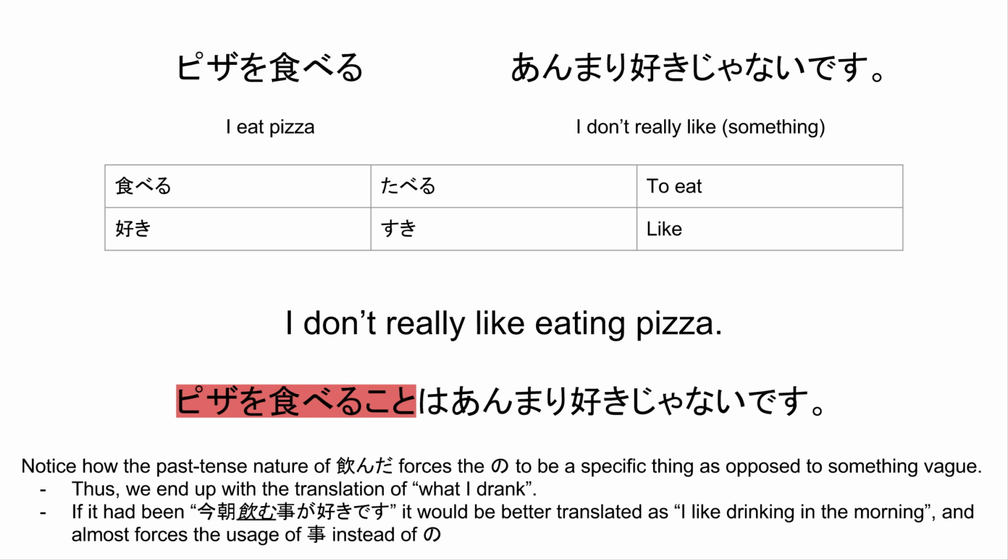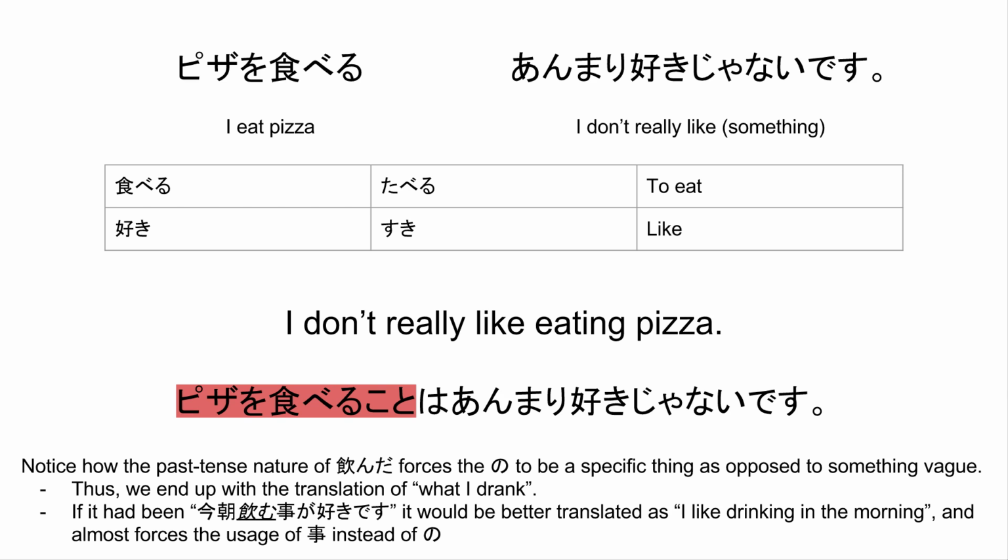We just throw a koto after taberu, right? Because taberu is already in the plain form. If it was tabemasu, we change it to taberu koto. And it's habitual, so it's much more of a koto than it is a no. It could be a no, but it doesn't really have to be. Koto is more common here.